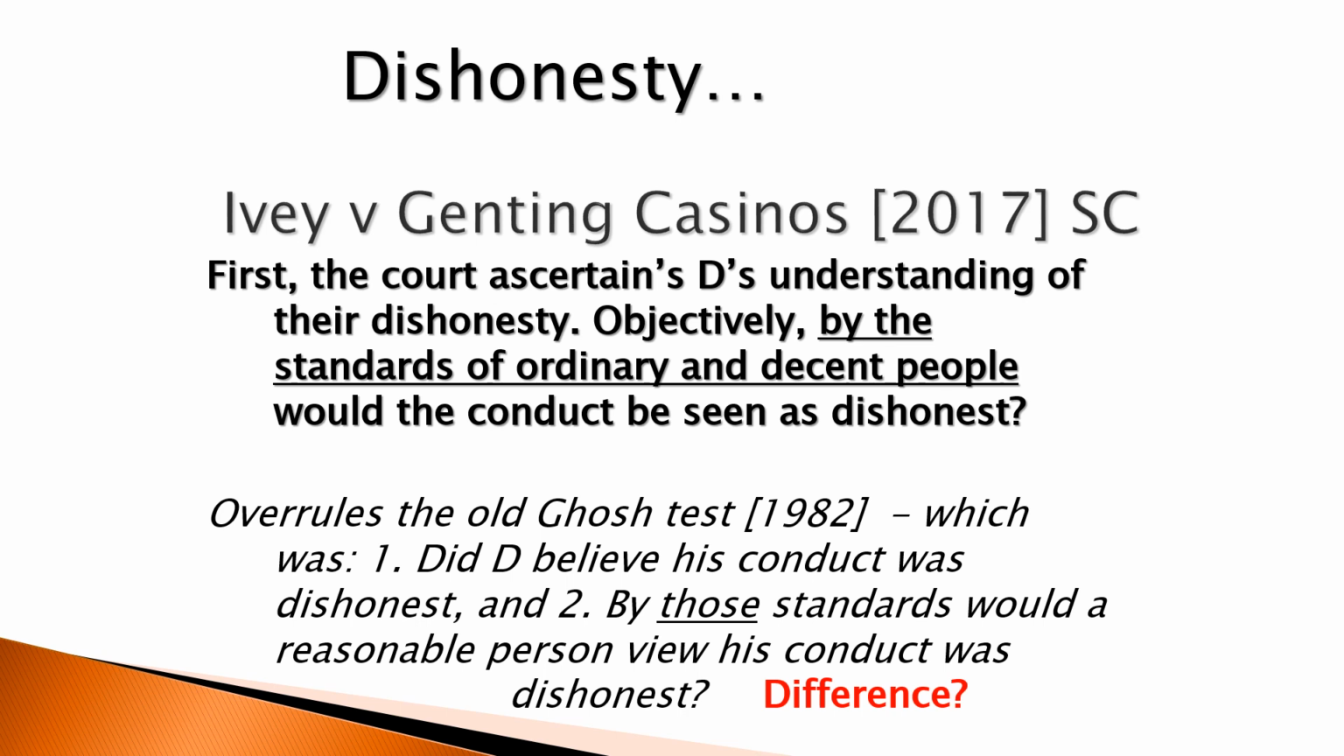If the jury or magistrates answered yes to that question, then they could move on to the second question, which was, by those standards, would a reasonable person also view his conduct as dishonest? So what we had was a subjective test in what the defendant believed themselves, and then an objective test, which was judging the defendant according to the standards of the ordinary reasonable person.